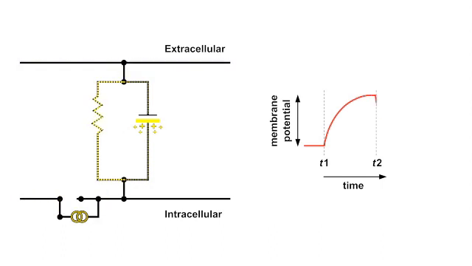When the current pulse is terminated, the electric charge accumulated in capacitance flows to the resistance branch until the voltage across the capacitance branch returns to baseline. This accounts for the gradual decline of the membrane potential.